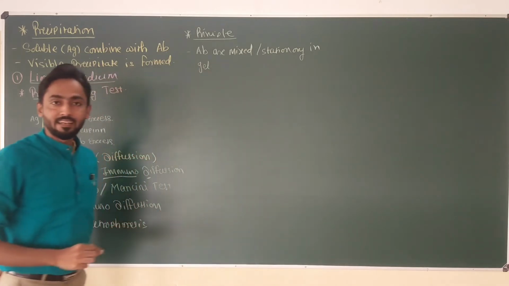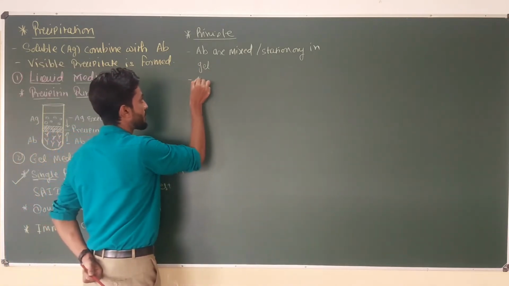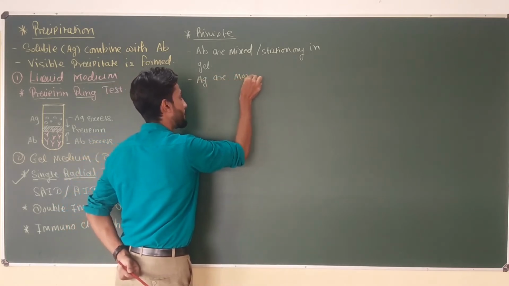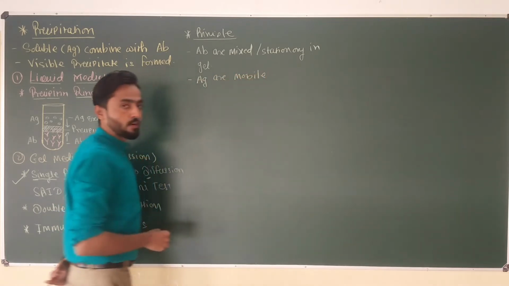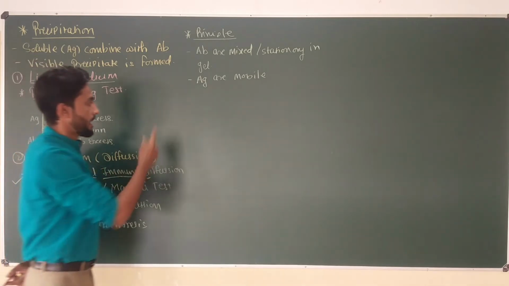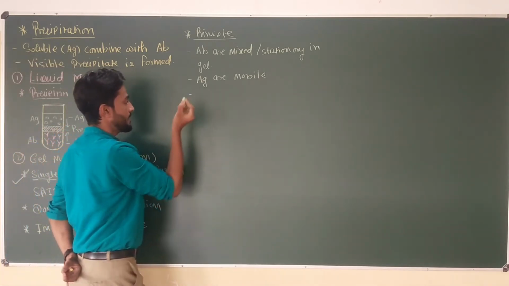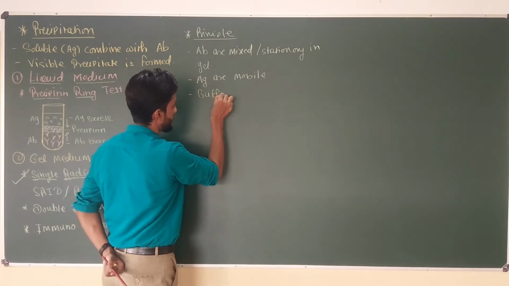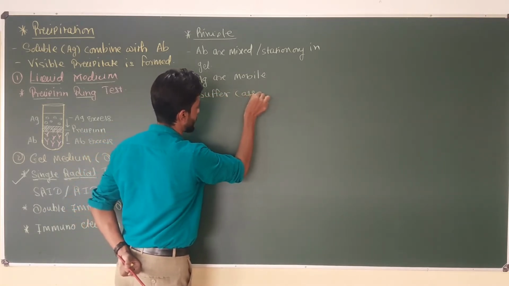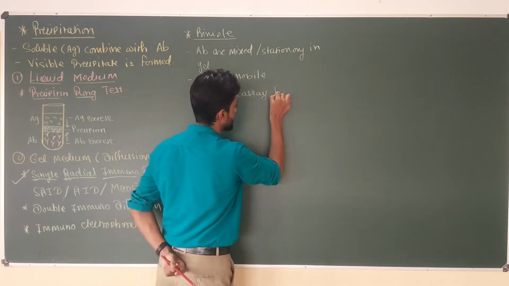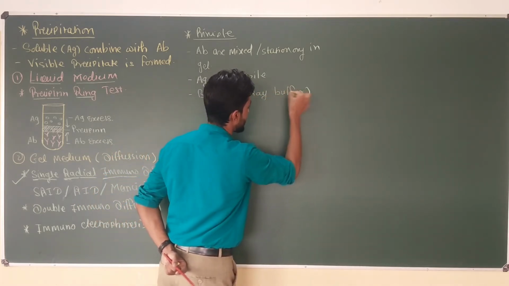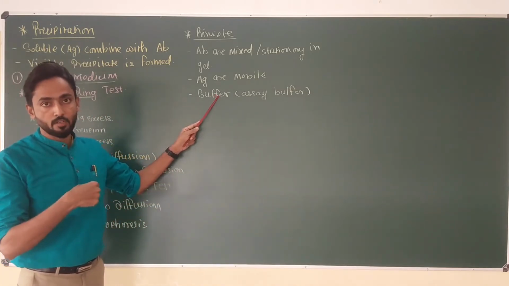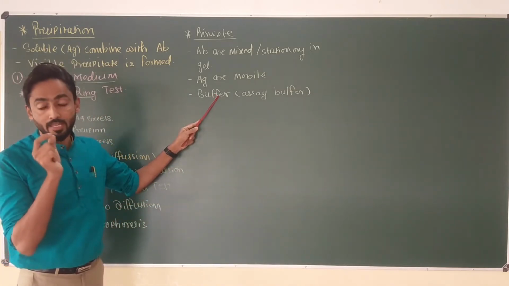Okay, then antigens are moving, or antigens are mobile, so we call it a single radial immunodiffusion. And the process is generally carried out in buffer, also called assay buffer, because this buffer can maintain the pH of the gel, which is very important for any kind of antigen-antibody reaction.